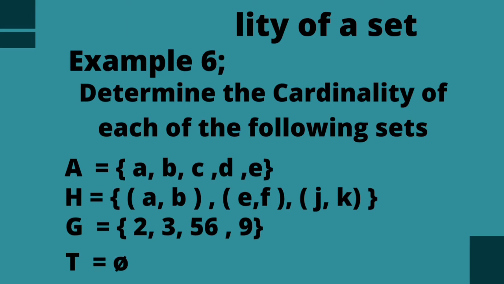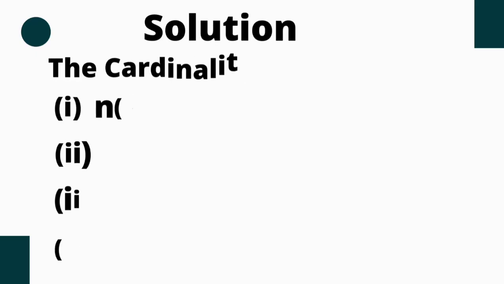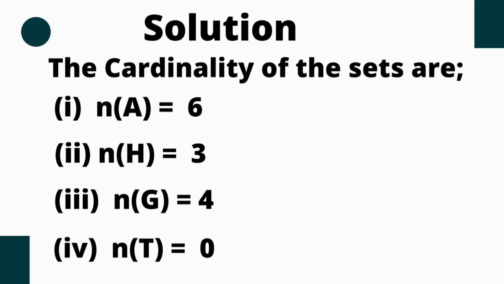Now the solution to that question is set A contains 6 elements. Set H contains 3 elements. Set G contains 5 elements and set T has no element in it. And the following are called the cardinality of sets.